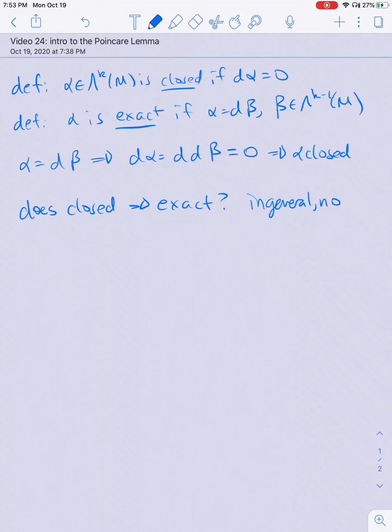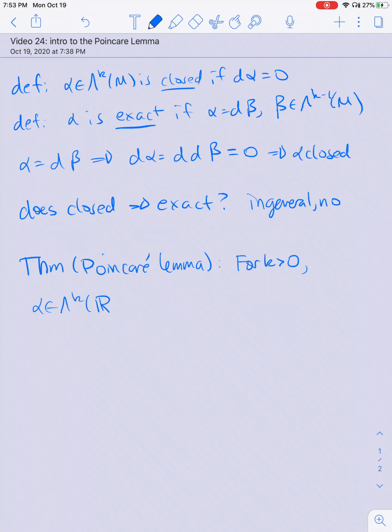And the Poincare lemma is going to tell us that on Rn, closed does imply exact. So for k greater than 0, so this doesn't work for 0 forms, if alpha is a k form on Rn, and if it is closed, then it's exact.